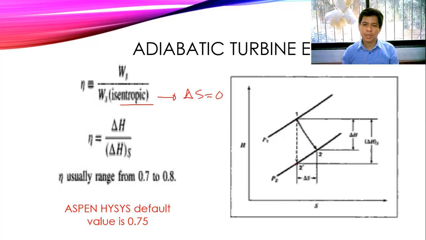This will be our H2 prime. As you can see, the delta H prime is bigger, and this is the ideal. But, isn't it, according to the second law of thermodynamics, the entropy of the universe is increasing? So here the entropy increased. This is the actual. As you can see, if you take the delta H, the delta H of the actual is smaller. This is the actual delta H, and this is the ideal delta H.